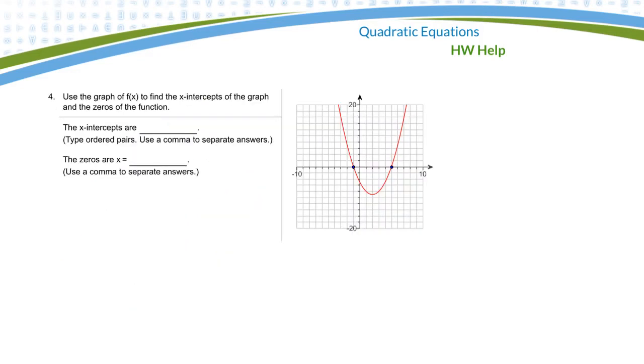Question 4, use the graph to find the x-intercepts. Oh, they're right there and there. That was easy. So let's see, that's a negative 1. So one of them, and it has to be an ordered pair. So the first one is negative 1, 0, comma, and the next one, 1, 2, 3, 4, 5, I think, 5 and 0. Then they say the x-intercepts are, or the zeros are, here you just have to put the numbers in. So negative 1, comma, 5. Notice you don't put brackets around this because it's not a point. It's just listing two x-intercepts.